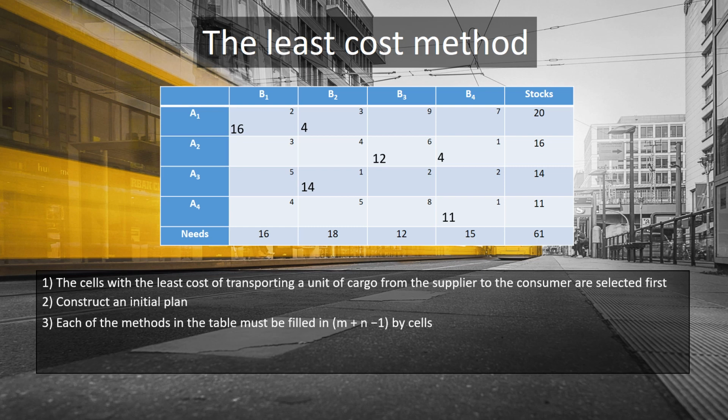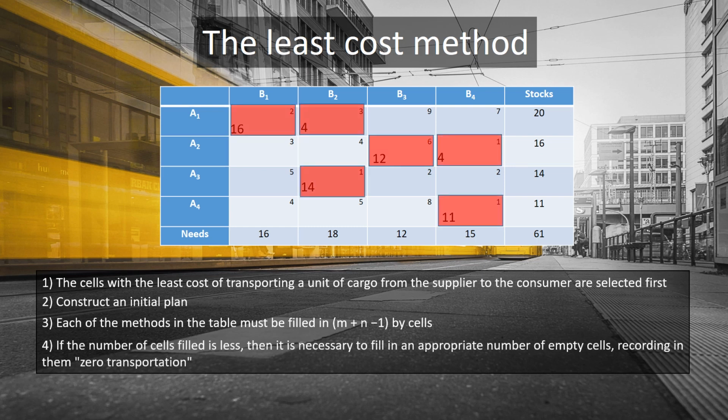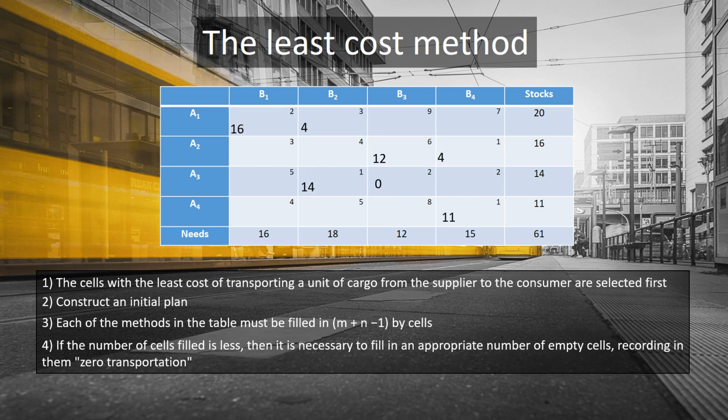After constructing the initial plan, each of the methods requires the table to be filled in m plus n minus 1 cells, where m is the number of suppliers and n the number of consumers. If the number of cells filled is less, then it is necessary to fill an appropriate number of empty cells, recording in them zero transportation, and to consider these cells basic. However, when the number of cells filled exceeds m plus n minus 1, the initial reference plan is not properly constructed and is not the reference one.